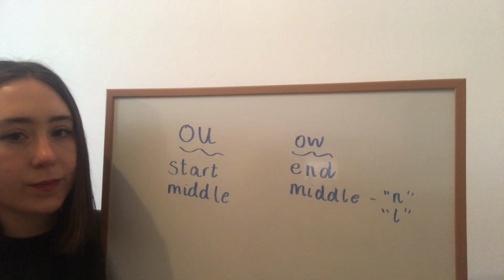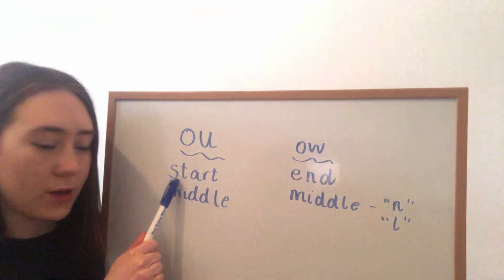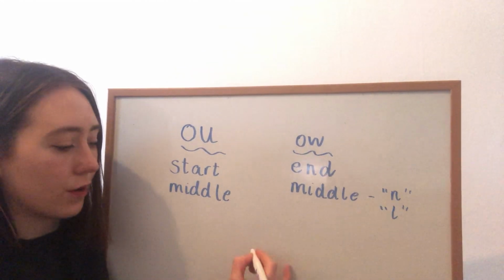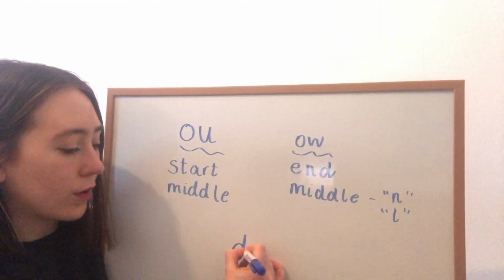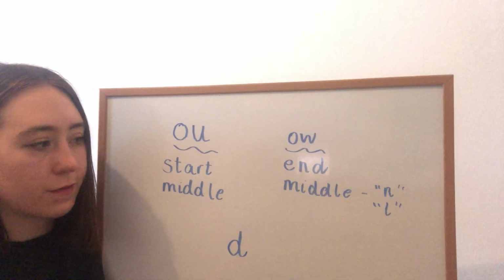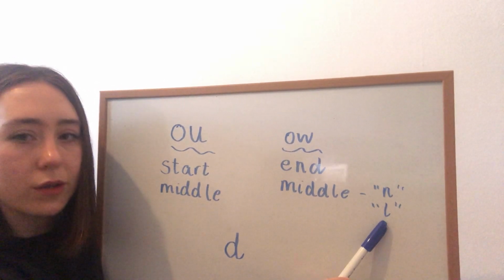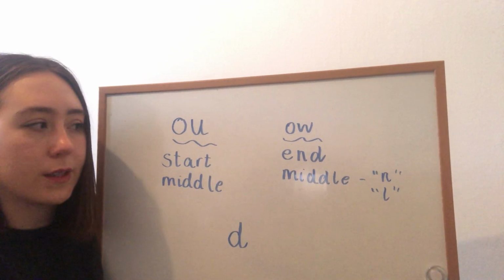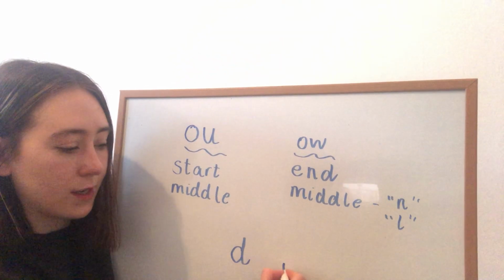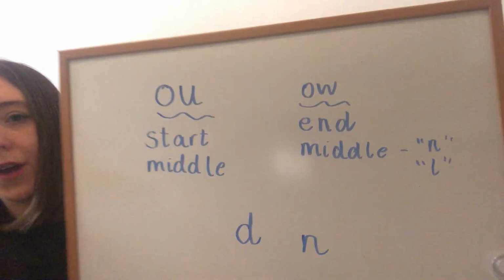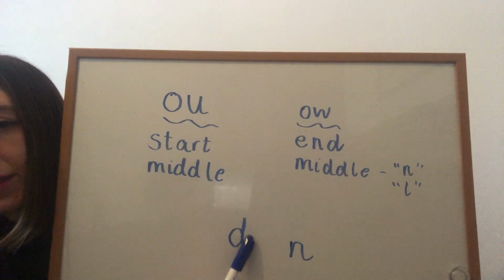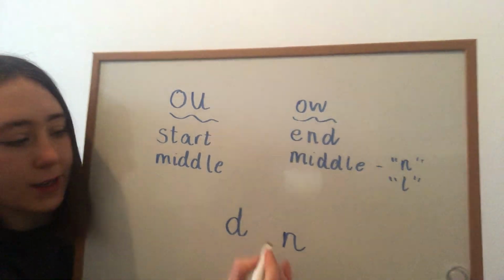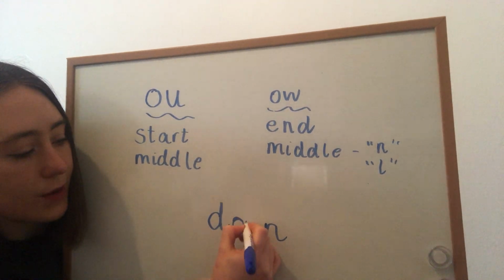And the next one in that sentence was down. We know it doesn't start with the ow sound because it starts with a d for down. Does it finish with an n or an l? Down. N. Yes, it does. So which ow are we going to fill in the blank with? Well done, this one here.